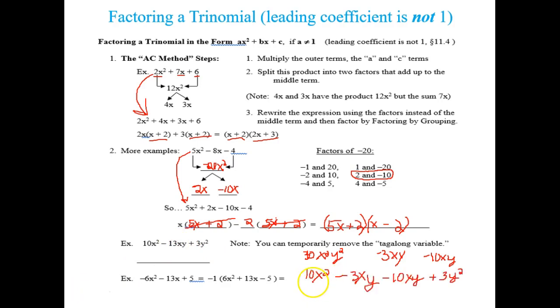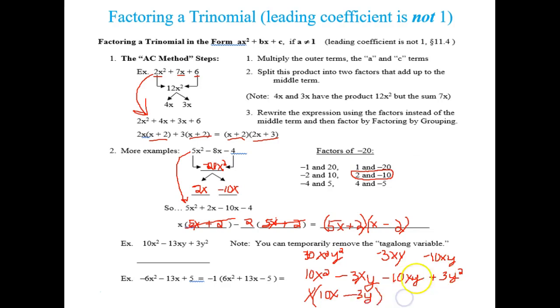Okay, so I've rewritten the polynomial. Instead of a minus 13xy here for the middle term, I rewrote it as negative 3xy and negative 10xy, of course, which adds up to negative 13xy. And now I'm going to distribute out the greatest common factor out of each of the first two terms, and then out of the last two terms. So I know that x will go into both of the first two terms, so that'll leave me with x parentheses 10x and then minus 3y.